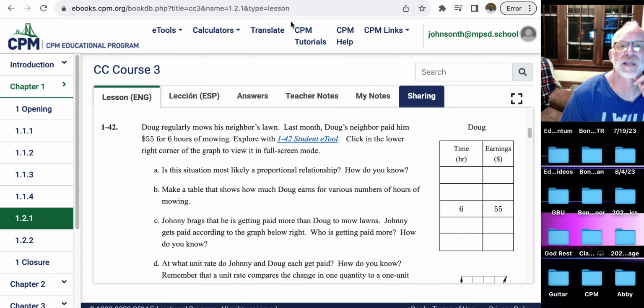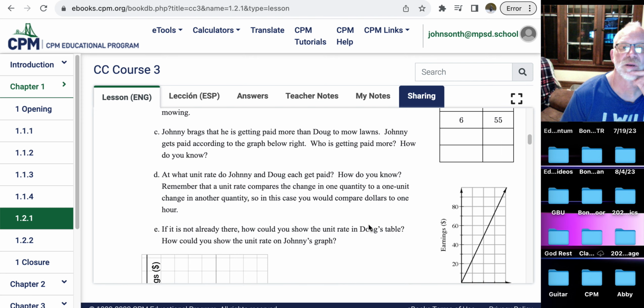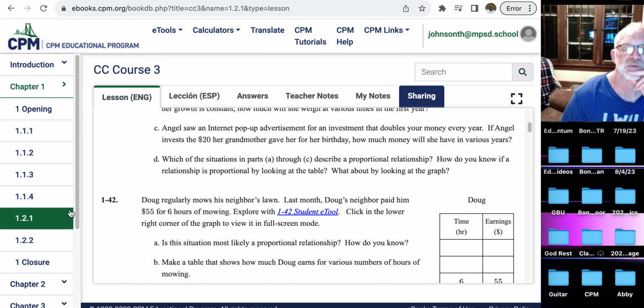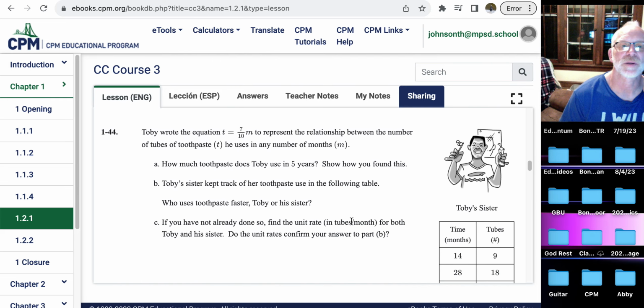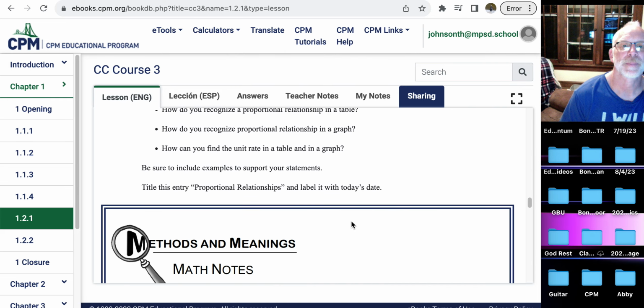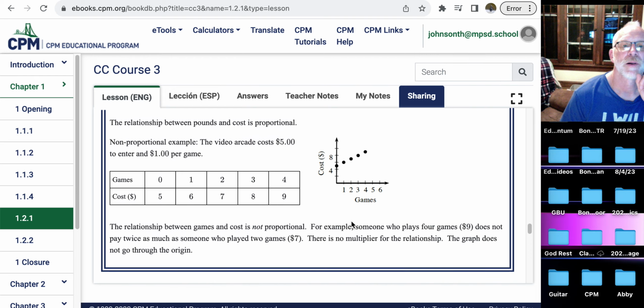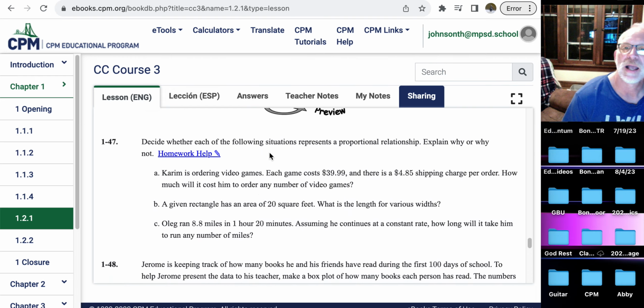And that's what we did in this part. So that's the one we worked on today. And then after we did this, we moved on to our homework. And the homework is talking about proportional relationships. And this is about video games. Now think about this one. We talked about, does this one go through zero?